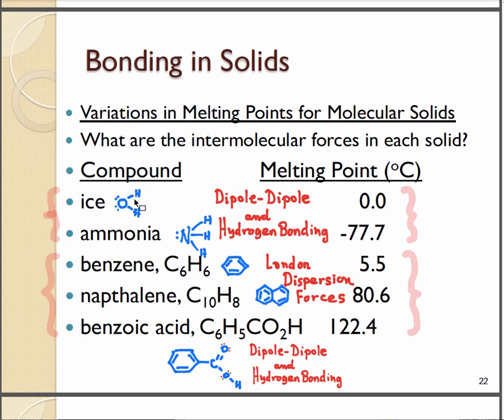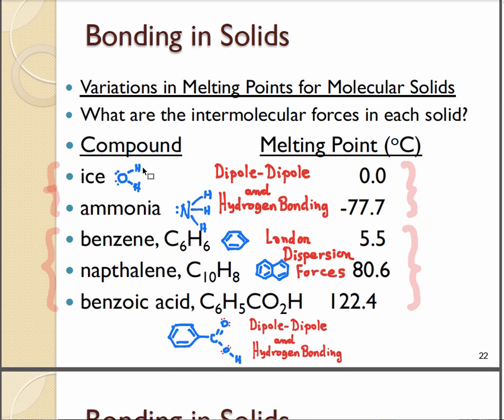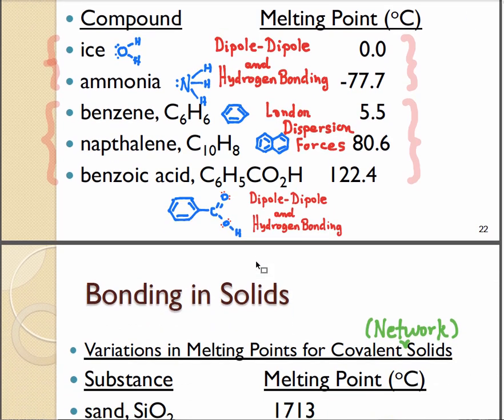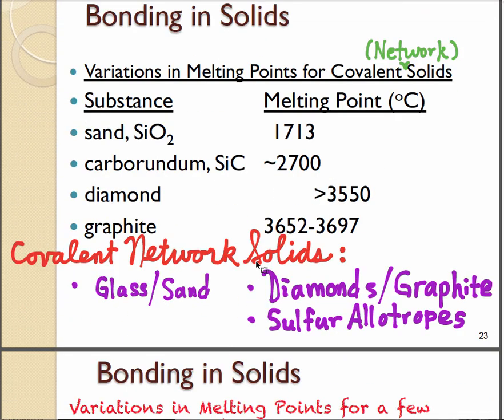These are all molecular solids. There's quite a variation in the melting temperature of molecular solids, depending on what interparticle forces you're talking about. Dipole-dipole and hydrogen bonding for ammonia, NH3, and water, dispersion forces for these. Same story here with melting points.